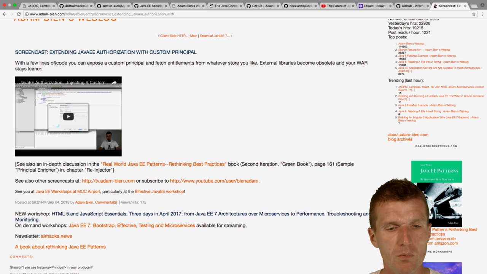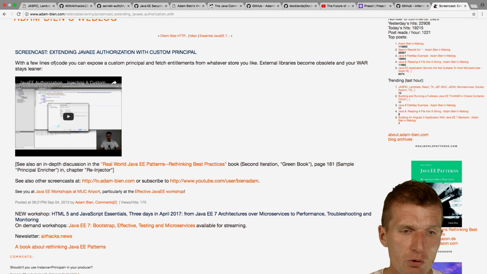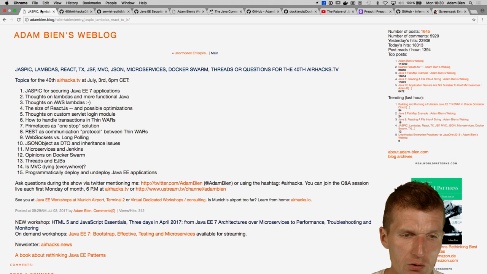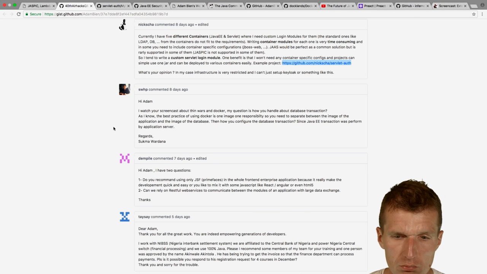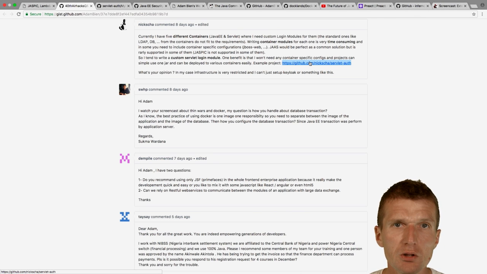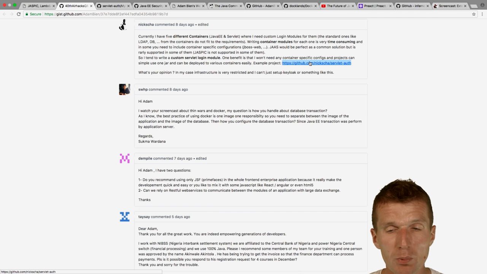This is a way of extending the custom principle by reading additional stuff from a database. It's just a simple producer, but this also solves some problems. Okay, so your idea, of course, works great. I mean, it will work, no downsides. I will still take a look at JSR 375 because it integrates well with servlets already.